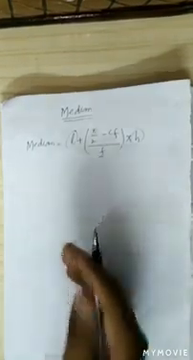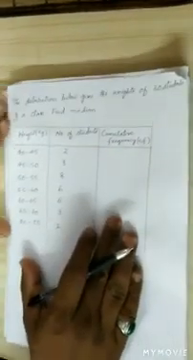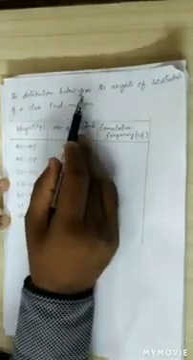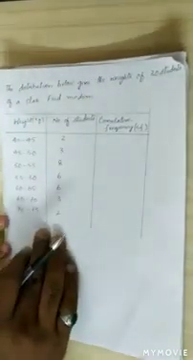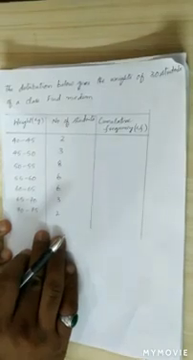Okay, so that you can all understand very well, I'm just ready with one of the questions here. This question is related to the median. I'm just going to read the question for you. The distribution given below gives the weights of 30 students of a class. Find the median. So this question is about the weights of the 30 students of a class, and here we have to find the median.